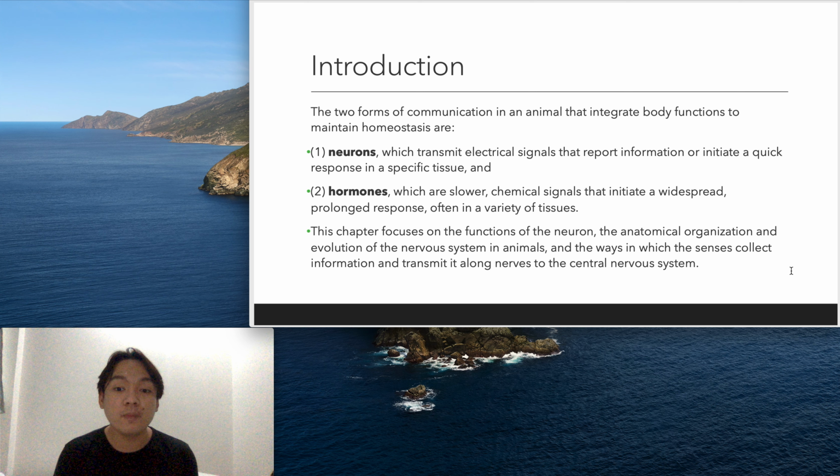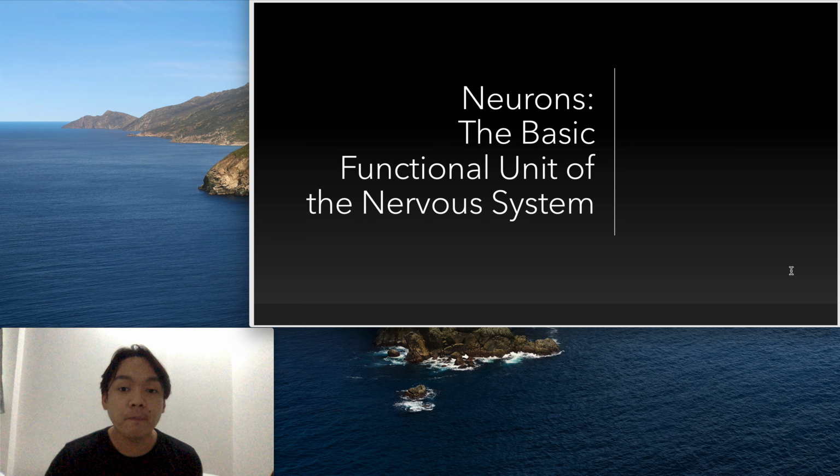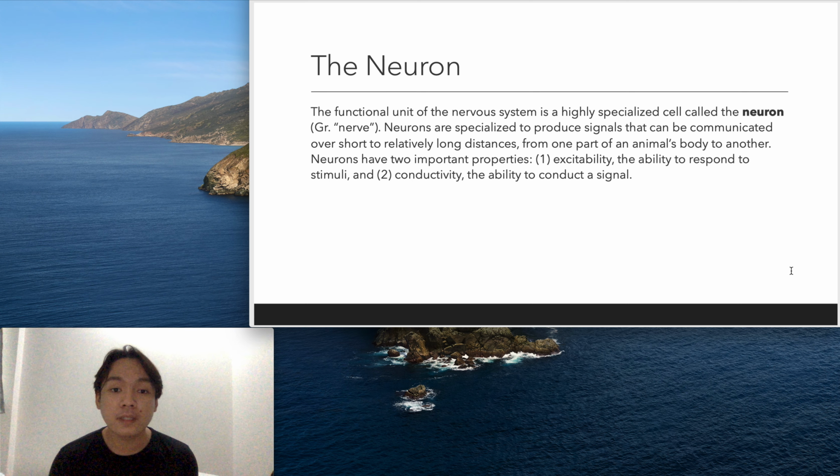So we will be talking about the functions of your neuron, the anatomical organization, and the evolution of a nervous system in animals, and the ways that senses collect information and transmit it along the nerves of your central nervous system. So what are the neurons? The basic functional unit of your nervous system. They are called neurons because they produce signals, and it is communicated over short, relatively long distances.